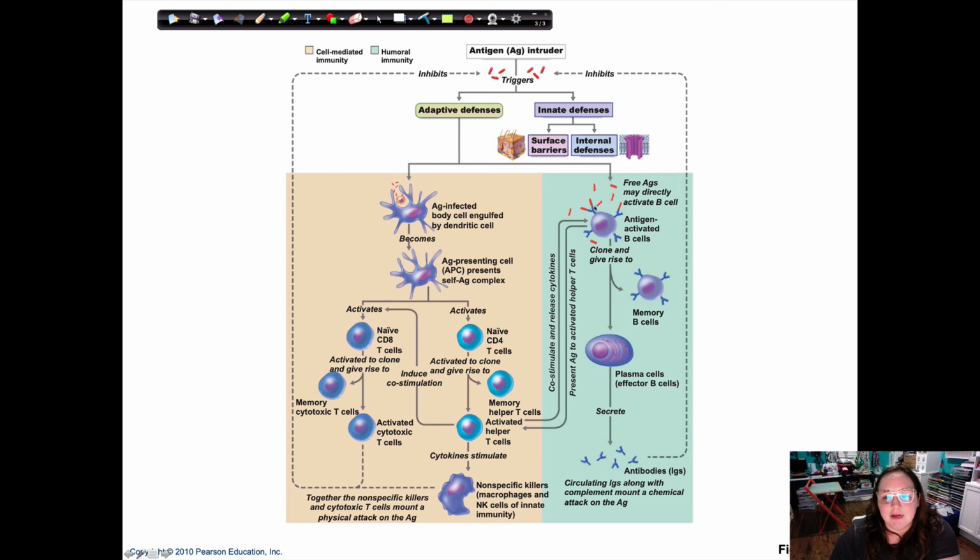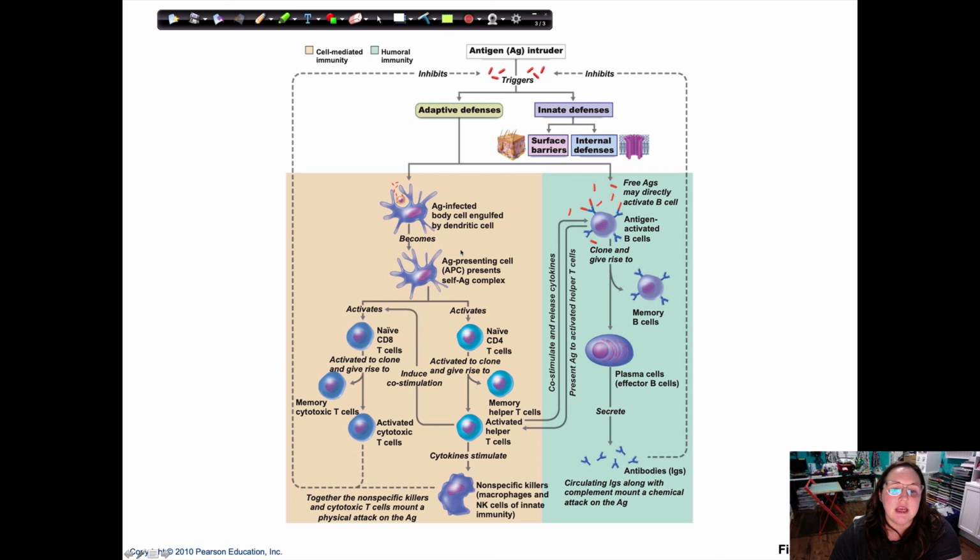So we said a free antigen is going to bind to a B cell. Those B cells are going to come in contact with helper T cells, which are going to cause the B cell to become activated and produce plasma cells and memory B cells. And those plasma cells then are going to secrete antibodies, right?